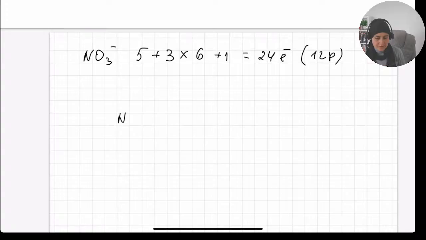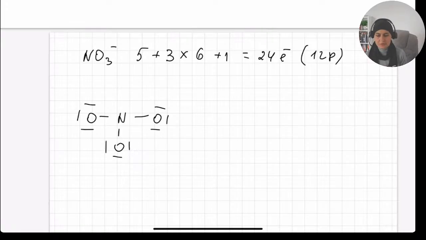Then I connect oxygens with single bonds. 1, 2, 3. Then I assign octets on oxygens. 1, 2, 3, 1, 2, 3, 1, 2, 3, so that they have 4 pairs. And then I count how many pairs out of 12 I have used up. I have used up 12 out of 12. It means there are no lone pairs on nitrogen.